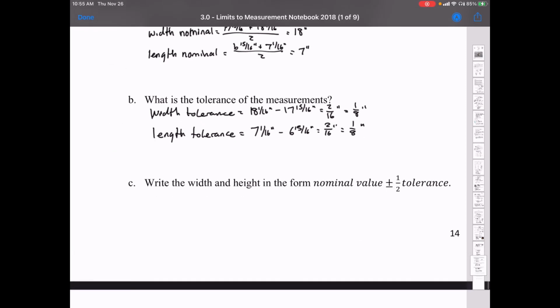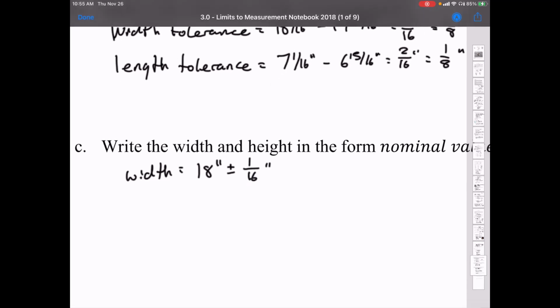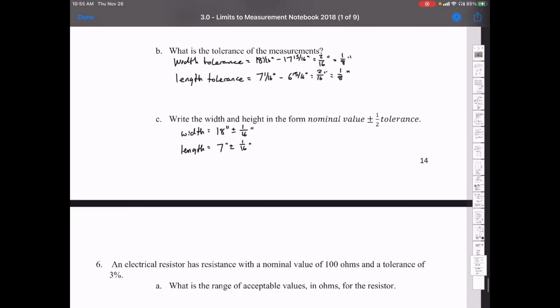So then we can write it in the nominal value plus or minus half tolerance. Okay, so for the width, our nominal value was 18 inches, plus or minus half of our tolerance, which is 1/16 of an inch. 1/8 divided by 2 is 1/16. And our length then would be 7 inches plus or minus 1/16 of an inch, like so.